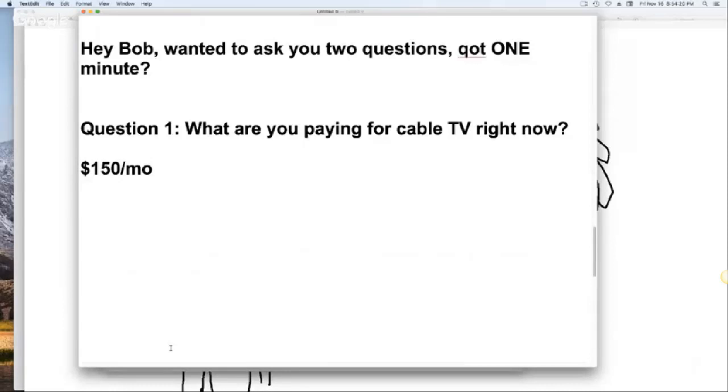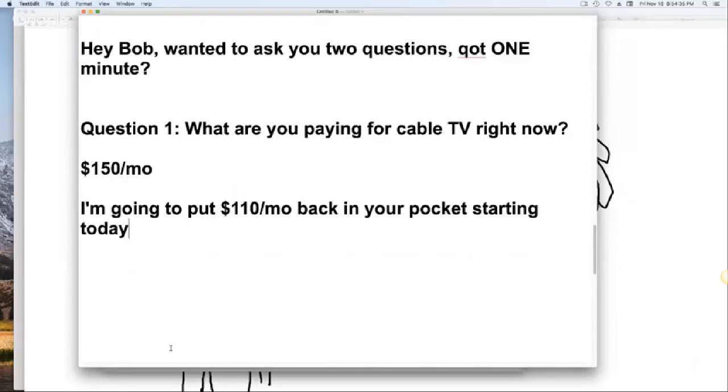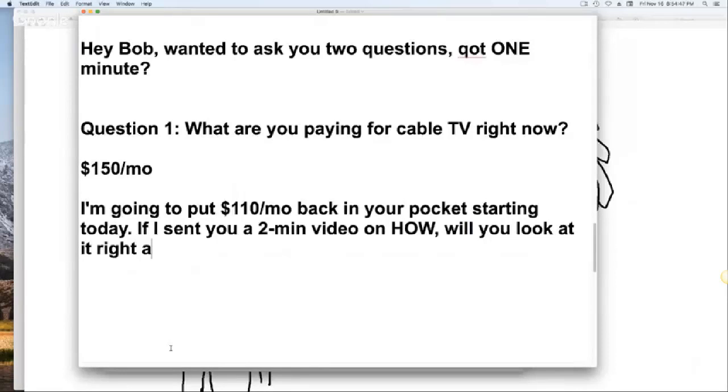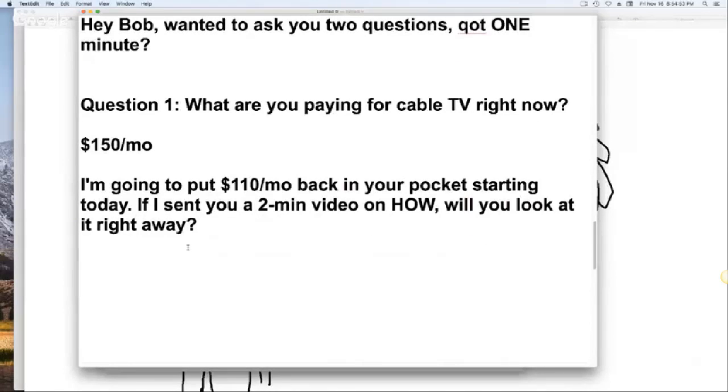I would say something like, I'm going to put $110 per month back in your pocket starting today. If I send you a 2-minute video on how, will you look at it right away? Can you imagine building your business through text messages and you never even talk to anyone? Would you do better talking to them? Yeah, probably. It's faster. I mean, good Lord. How much easier can we make it?